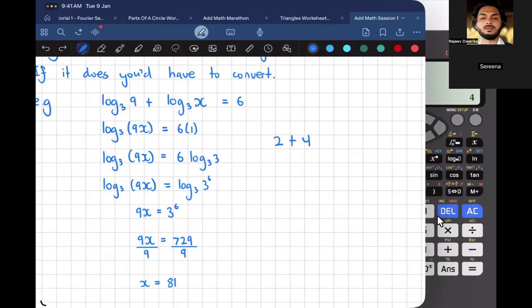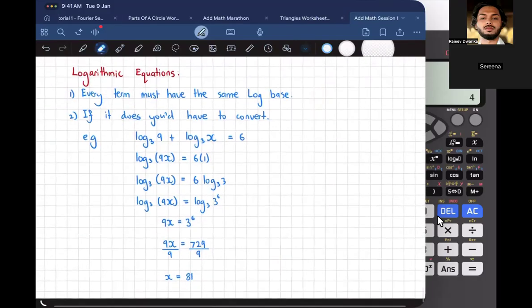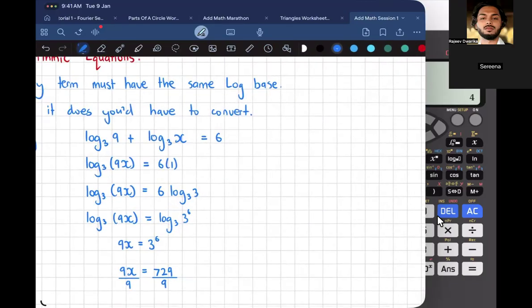Nice. So let me run through the general steps, right? First of all, Serena, you're going to ask yourself, is every term the same log base? If the answer is no, you'd have to convert it using these rules. You would have to use log base a, and you'd need to multiply it by some number. In this case, we had to multiply log base 3 by 6. And then the other step is you're going to take that number outside and use the power rule, so you bring it up to the top and make it a power.